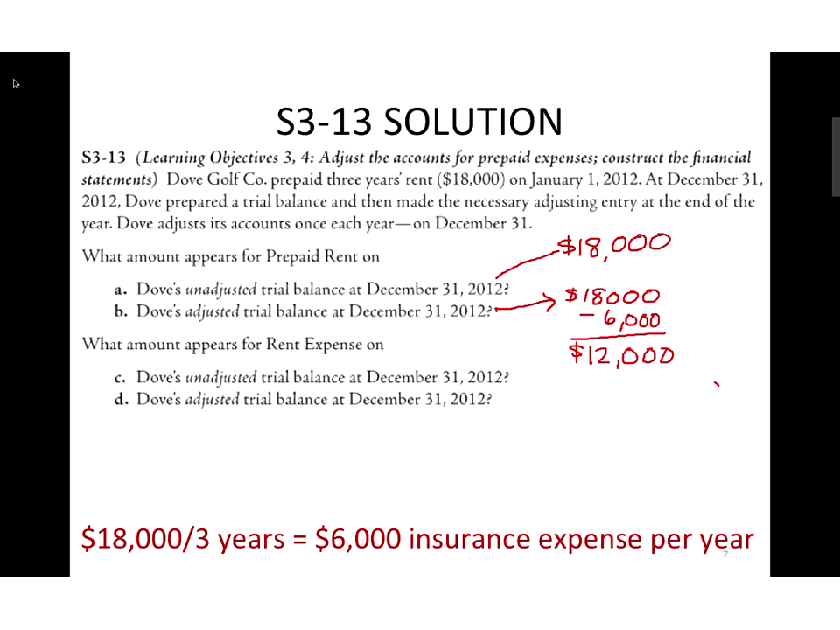Okay, next. What amount appears for rent expense on their unadjusted trial balance? Okay, so now we're looking for rent expense at the end of 2012 before we make an adjusting entry. What do you think it's going to be? So before we make any entries at all, how much rent expense will we have?